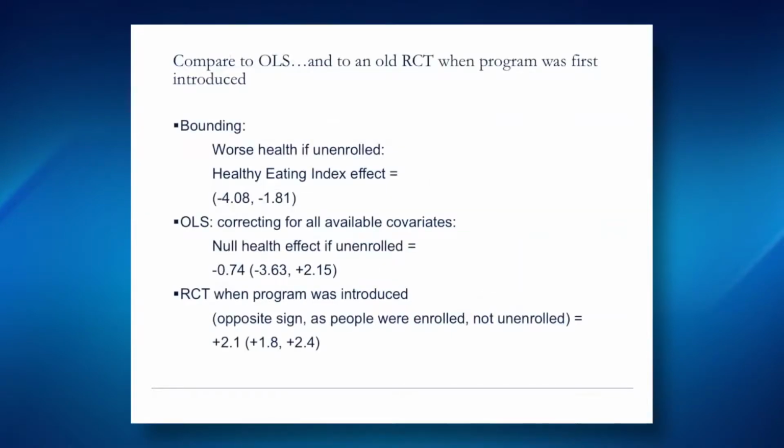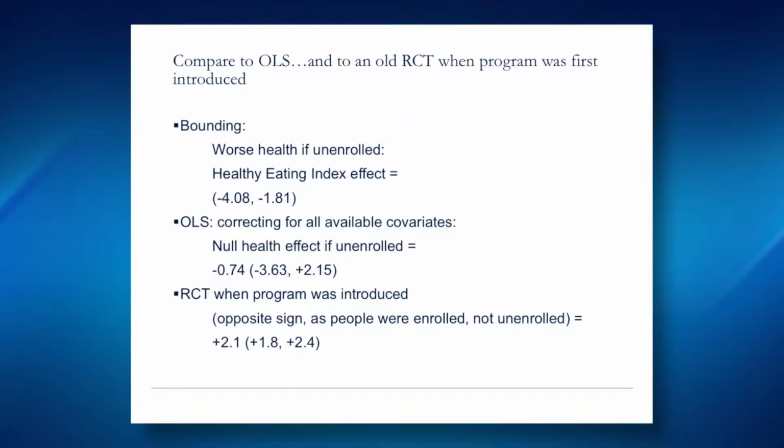In this particular case, with the bounding approach, we found some worse health if unenrolled. It wasn't surprising, but the quantities helped the UN estimate the degree to which they were seeing worsening health and whether or not some other programs might be able to patch in. Interestingly, if you just did standard statistical regression and corrected for everything, it was kind of a null effect, and it was really wide in terms of the confidence intervals. It wasn't a very helpful result.